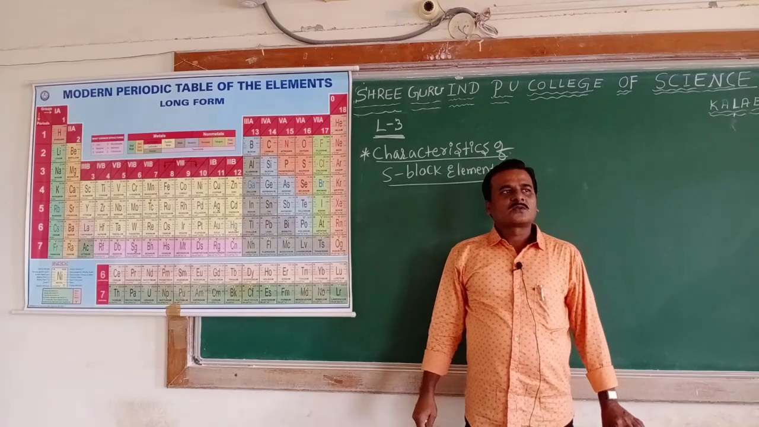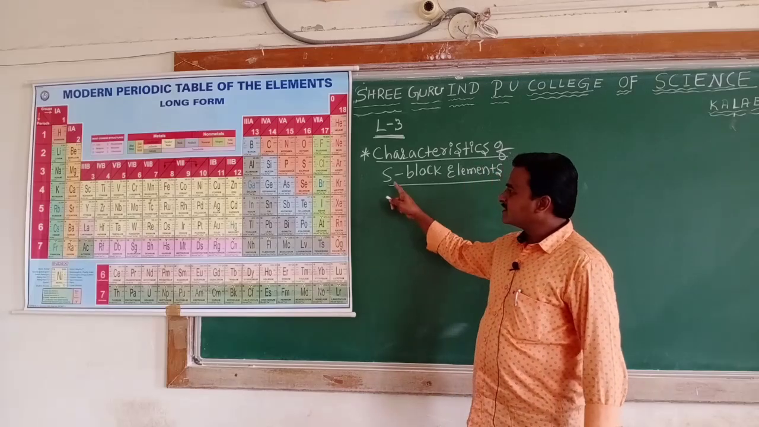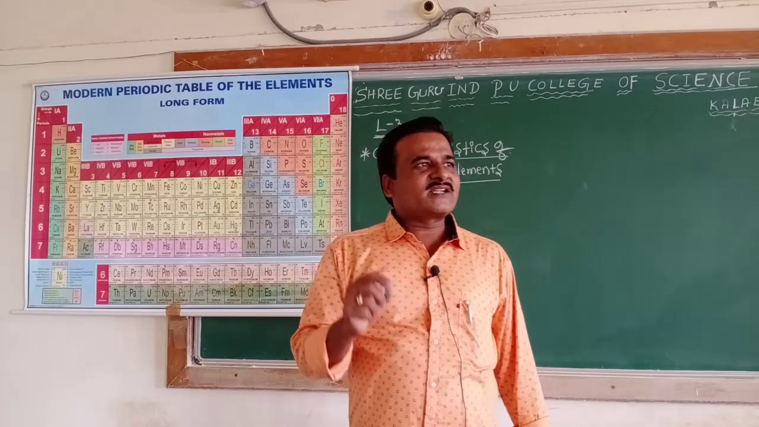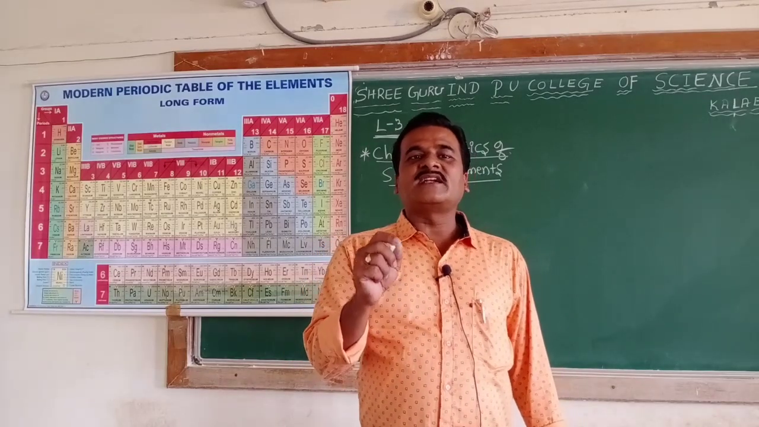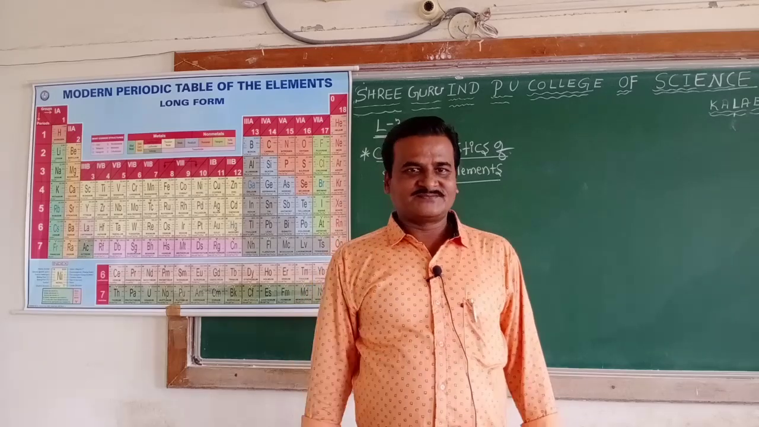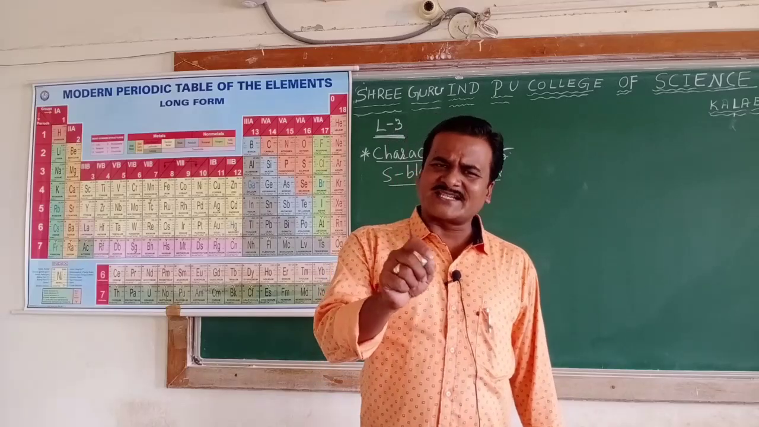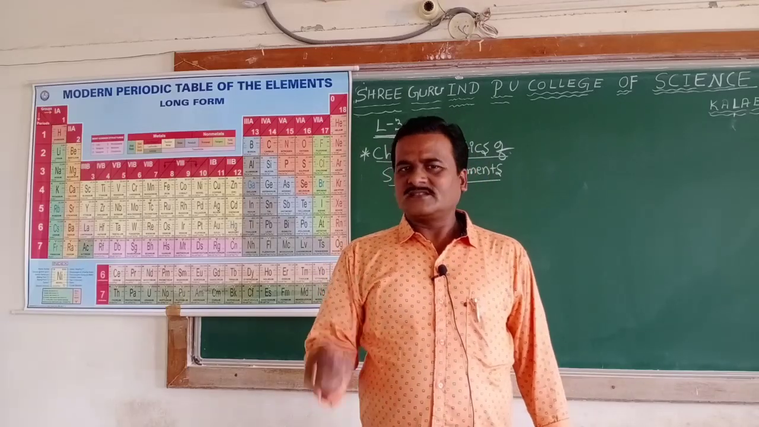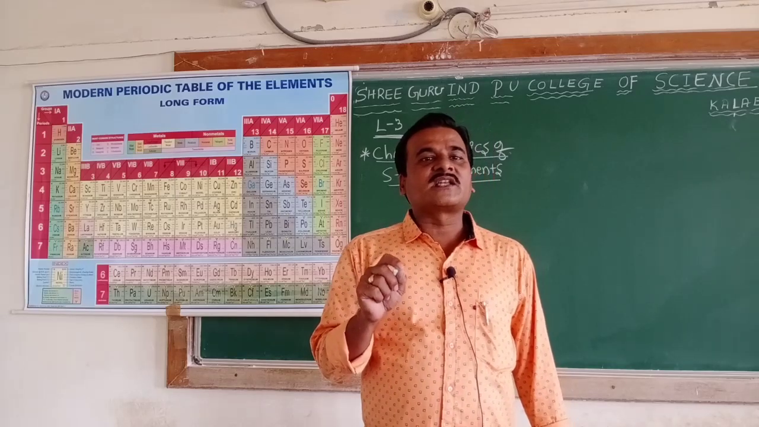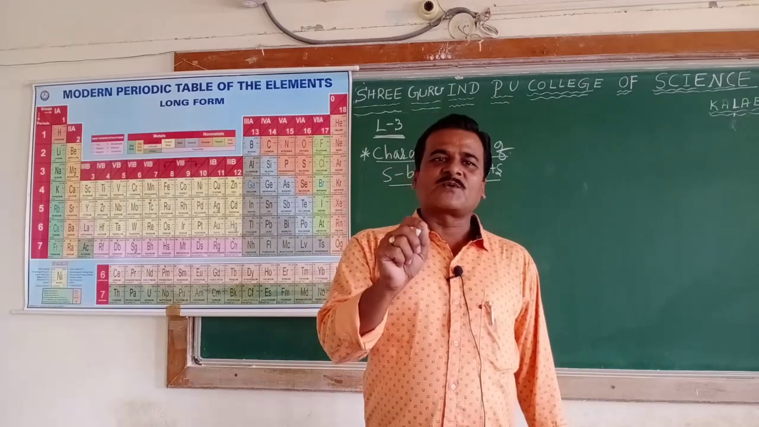Let's know what are S block elements. Remember, the elements in which the outer electron enters into the S subshell of the outermost orbit. I repeat, the element in which the last electron enters into the S subshell of the outermost orbit. Such elements are called S block elements.